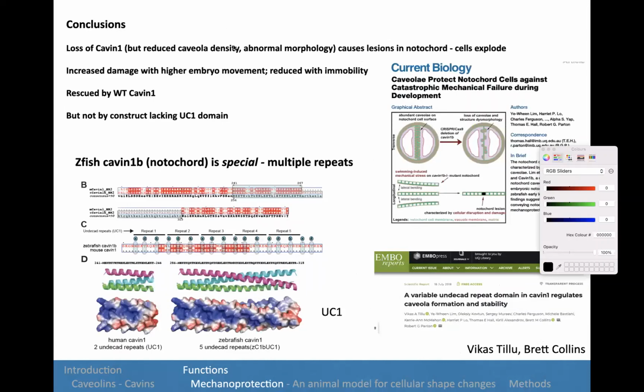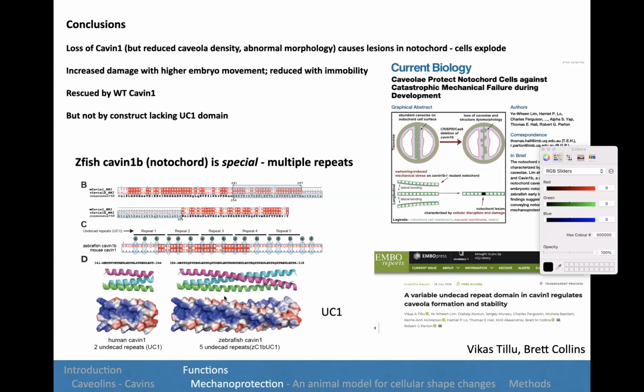And we could also show that there was increased damage if the embryos were moving around more. If we immobilized the zebrafish embryos, there was very little damage at all. So it really was a case that the lack of intact caveolae, or the reduction in total caveolae, was causing a problem with the ability of the notochord to withstand these pressures. This could be rescued by the wild type cavin 1, but not by a mutant construct which lacked the repeat region that binds phosphatidylserine.